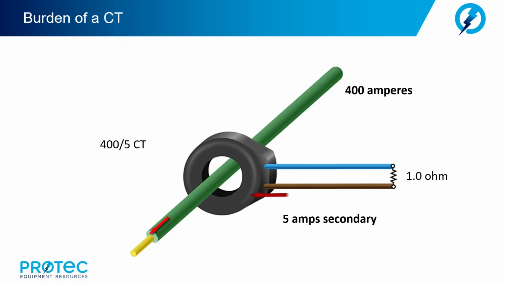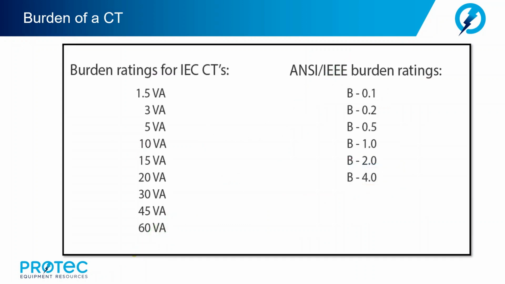Now, the load or burden in a CT metering circuit is the impedance presented to its secondary windings. This impedance will be largely resistive. Typical burden ratings for IEC standard CTs are 1.5 VA, 3, 5, 10, 15, 20, 30, 45, and 60 VA. ANSI IEEE burden ratings are B-0.1, 0.2, 0.5, 1, 2, and B-4.